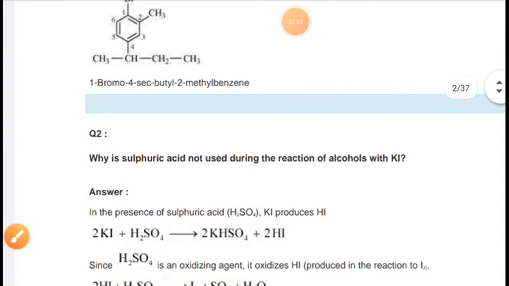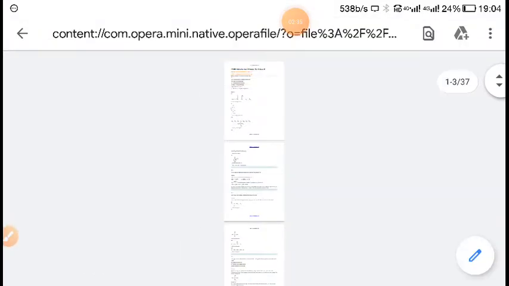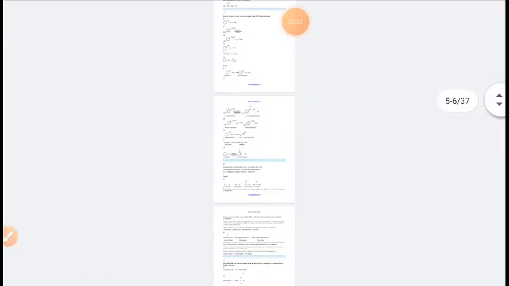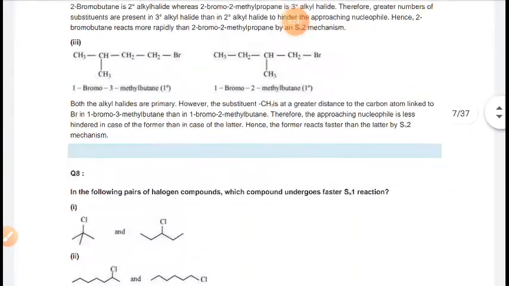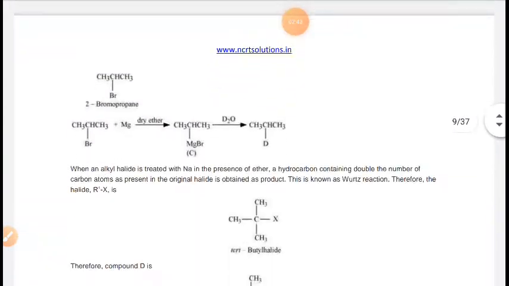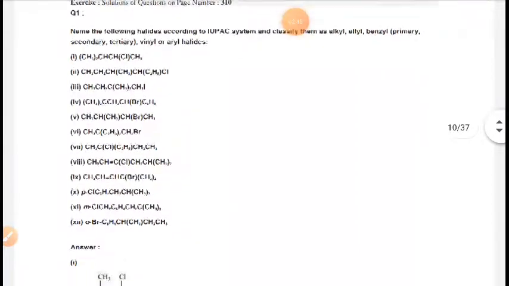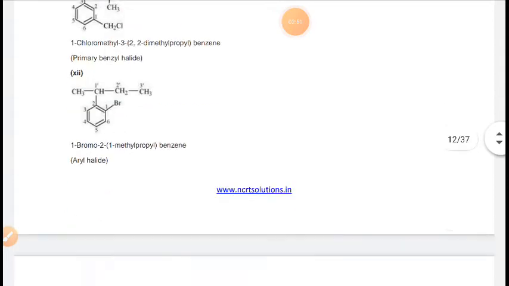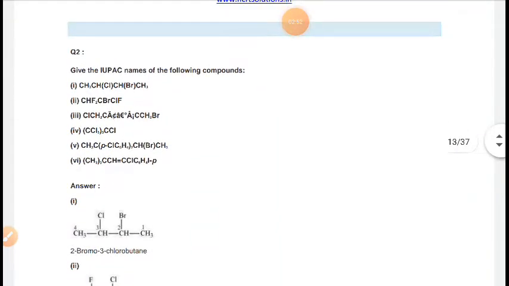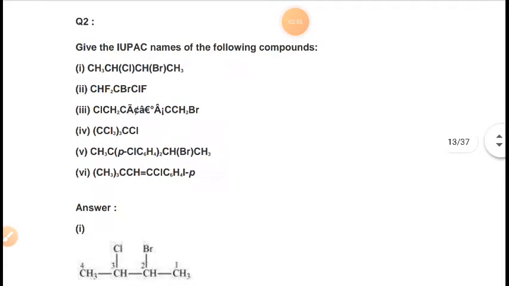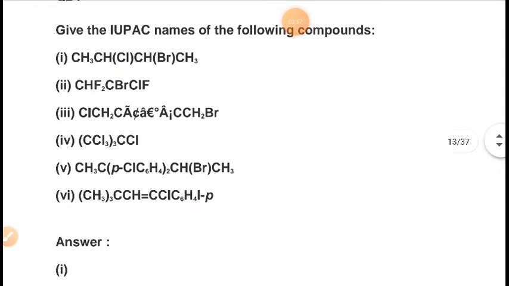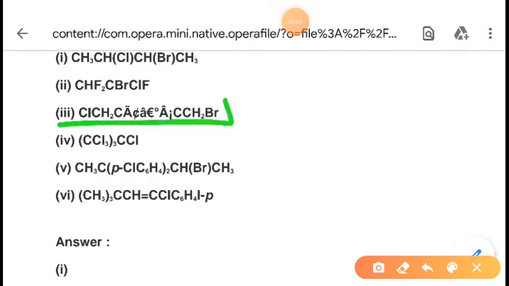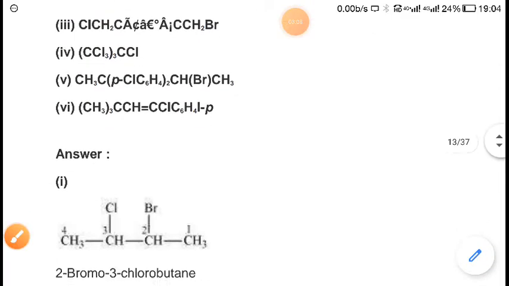Now next is question number 2. As you can see, so many questions are there. This question I will give you after completing some more on haloalkanes and haloarenes, because some of these questions I have to discuss first. After that you can do these questions. So now this is our next question. In question number 3 there is a misprint, so we will discuss about this.